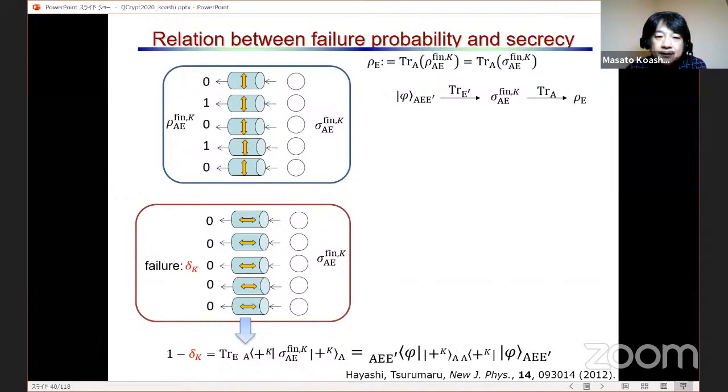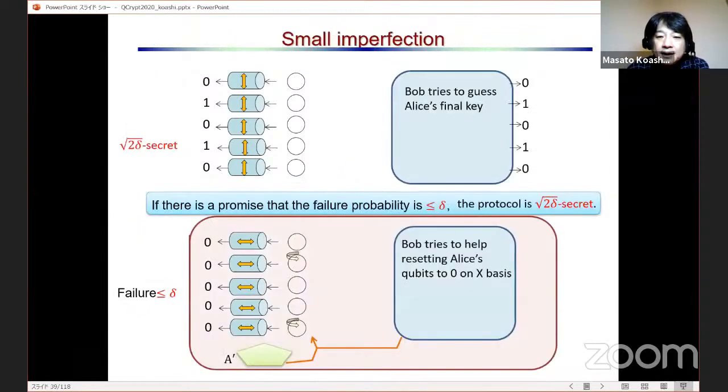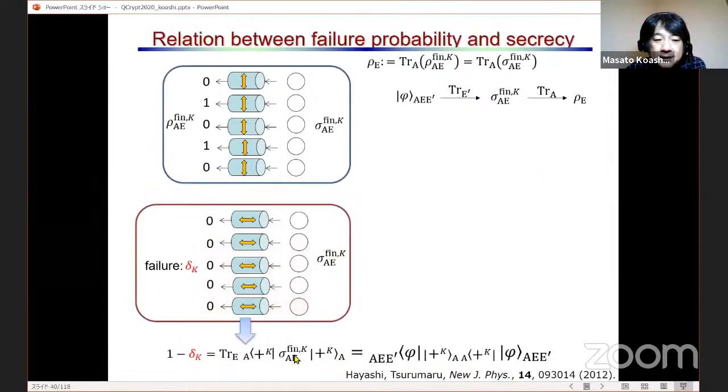I am not going into details here, but I would like to mention why this square root appears here. The square root appears here because this failure probability is written as a fidelity of this input state to the ideal state. The ideal state is all the plus states here.